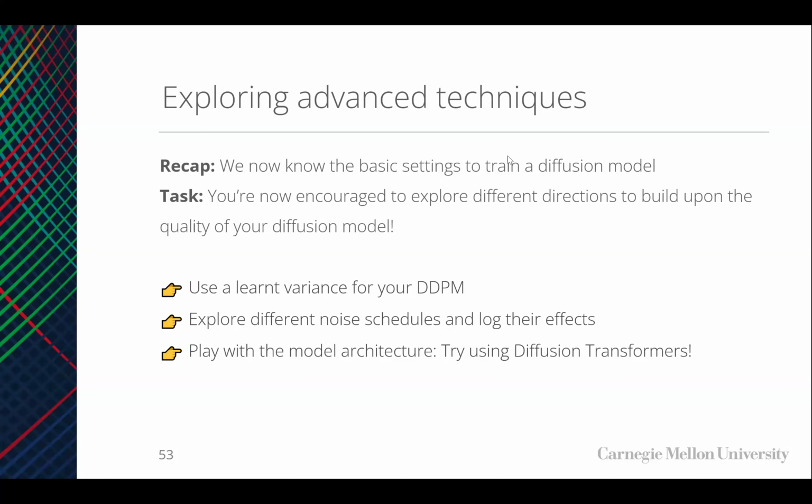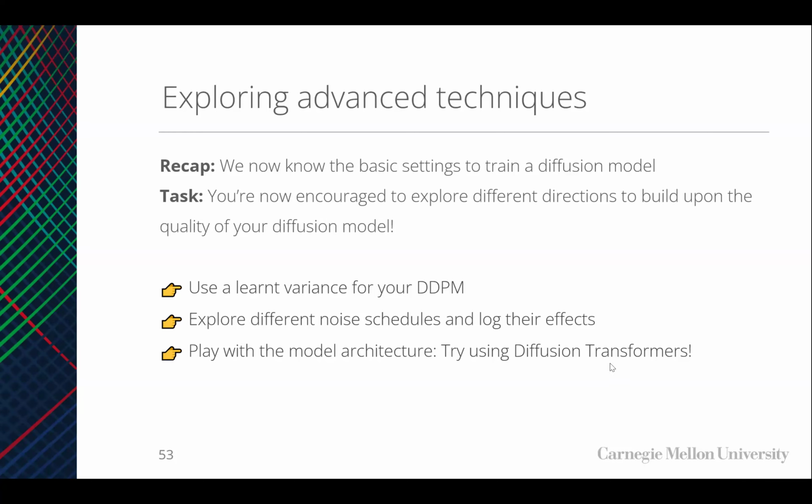So that's broadly covering what you will be implementing throughout this homework. And those are all the necessary implementations. Afterwards, you can explore other techniques for generation. You'll be actively encouraged to explore different directions to build upon the quality of your diffusion model. You can, say, use a learned variance for your DDPM. I hope this term now makes sense to you guys. You can explore different noise schedules and log their effects. As Yusuf said, it's very important to choose a good noise scheduler because that allows you to train your network more efficiently or improve the quality of generation.